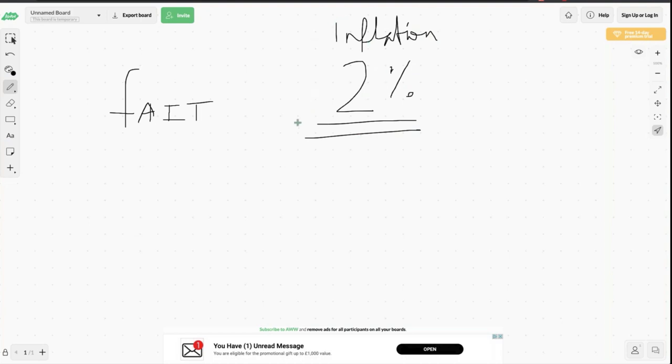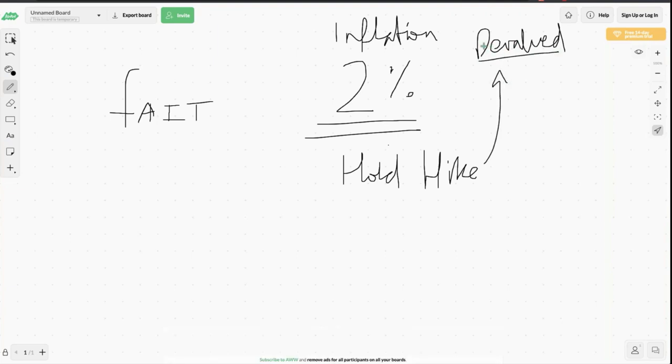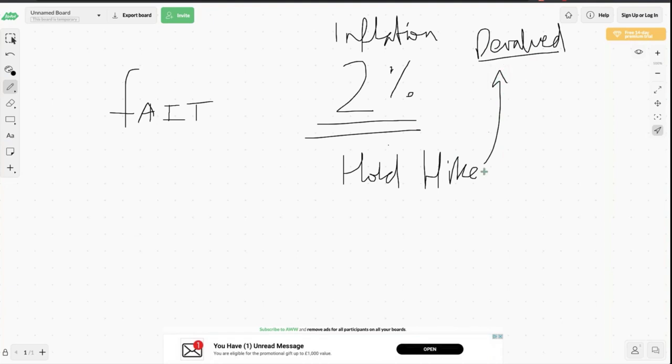Once they get to that 2% target, what normally happens is they will start to hold rates, and if it gets above that 2% target, then they will tend to hike rates. Again, why would they hike rates? Because if it's above that 2% target, the currency is starting to be devalued, which means they have to incentivize people to invest in that devalued currency. So that should increase the value of the currency, and that should bring inflation down.